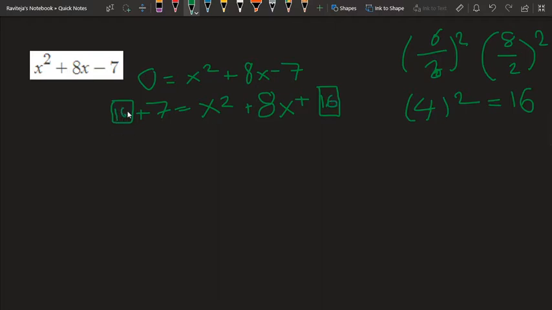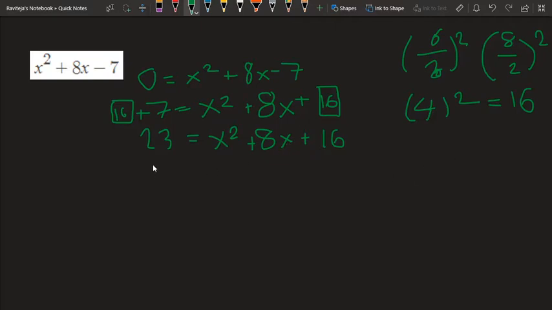And now we can simplify the left side of our equation, 16 plus 7, which is 23. So then we get 23 equals x squared plus 8x plus 16. Now, if you learned how to complete the square, you should know that the next step is to factor the right side of your equation, x squared plus 8x plus 16. And once again, you should know that this results in a perfect square factor. What that means is it's going to be factored where the two terms are the exact same.